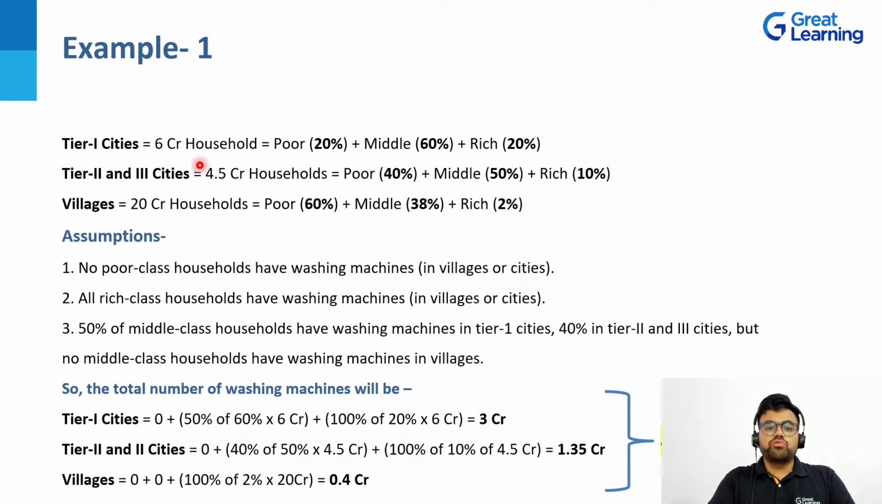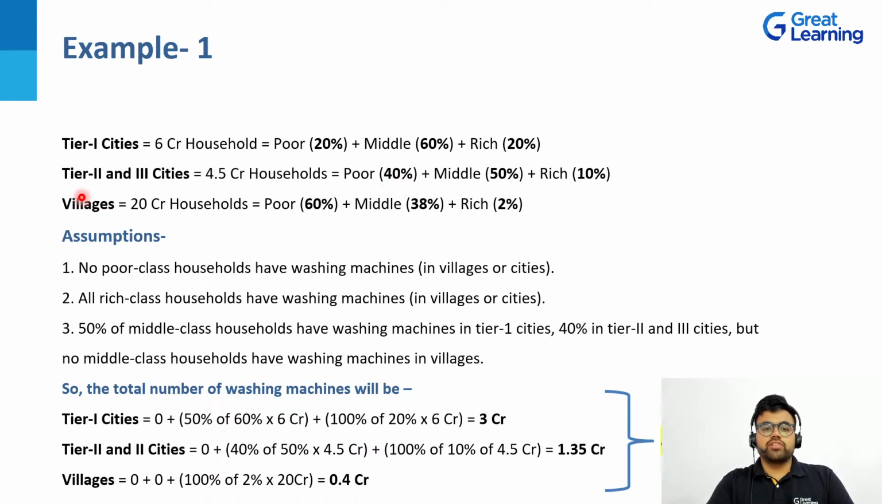So that 4.5 crore household, we would estimate that in tier 2 and tier 3 cities, the number of people that are poor is more. Again, this is an assumption that we are making, that we have 40% poor, 50% middle class, and 10% rich. Tier 2 and tier 3 cities, this is the scenario. Again, you can change the percentages accordingly, but make reasonable guesses. Don't make the poor 60% in tier 2 and tier 3 cities, because that is not how it works.